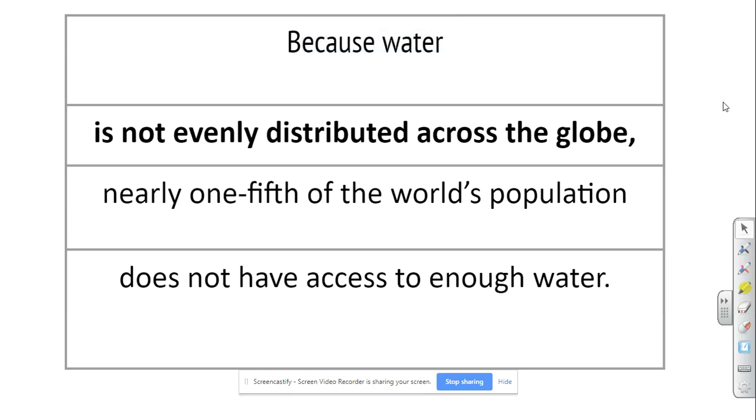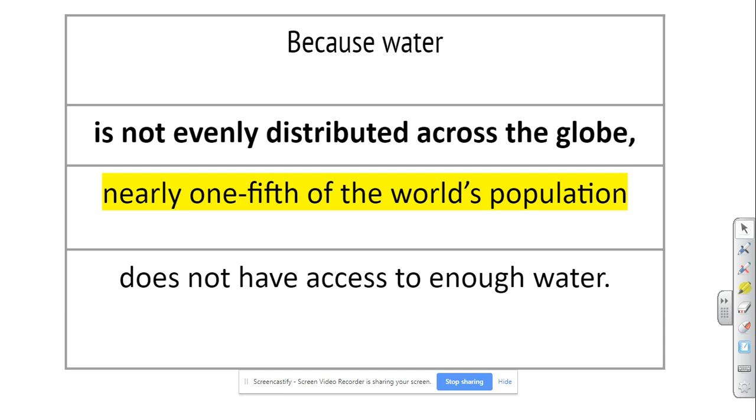The chunk, or the sentence, we are going to be looking at is: Because water is not evenly distributed across the globe, nearly 1/5 of the world's population does not have access to enough water. First of all, we're going to take a look at the chunk nearly 1/5 of the world's population.